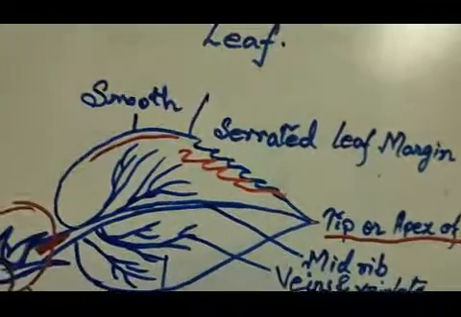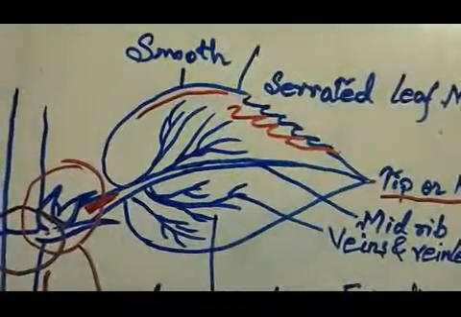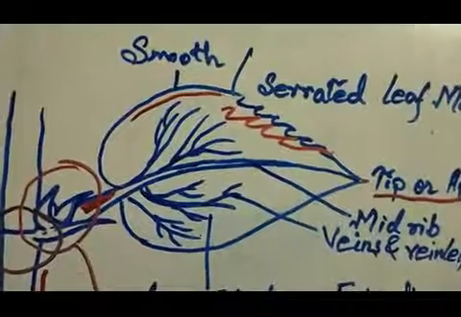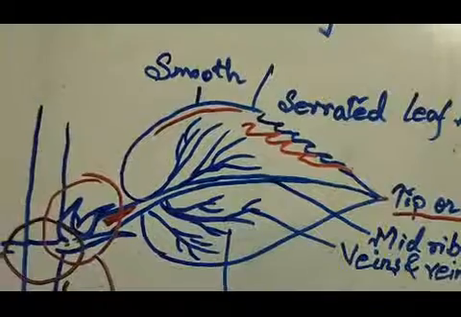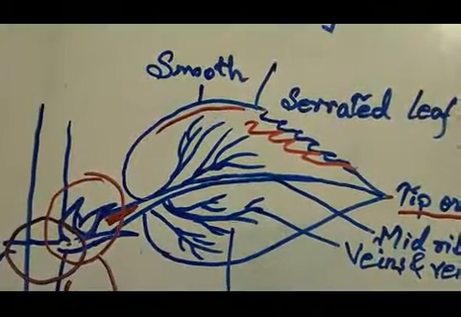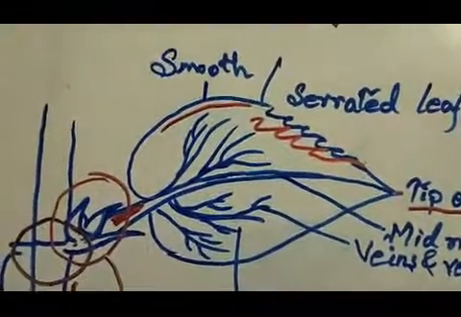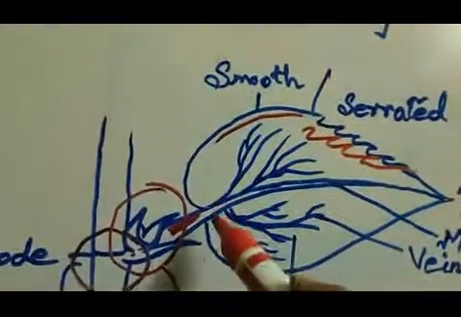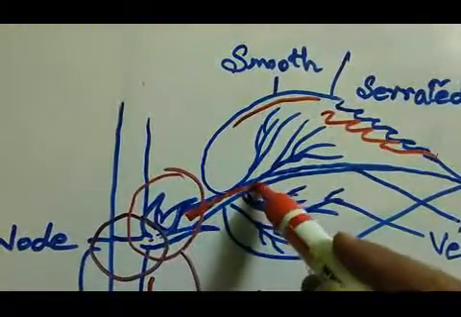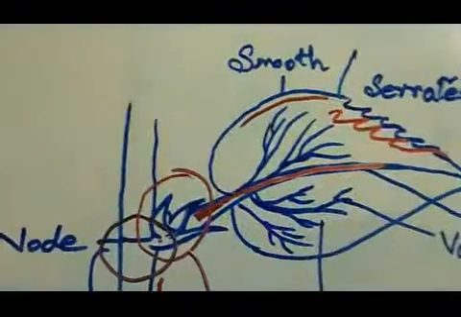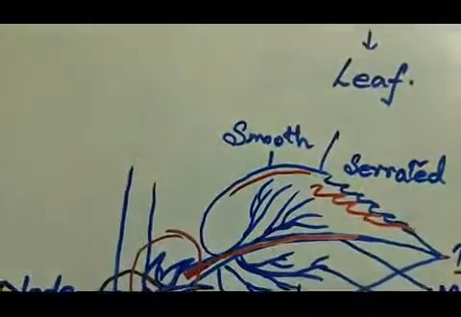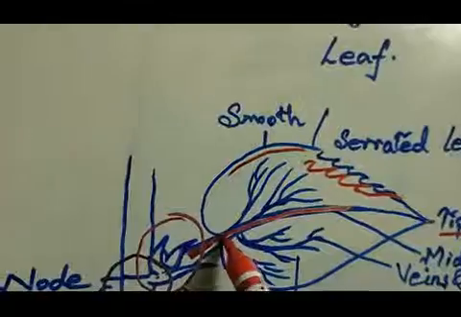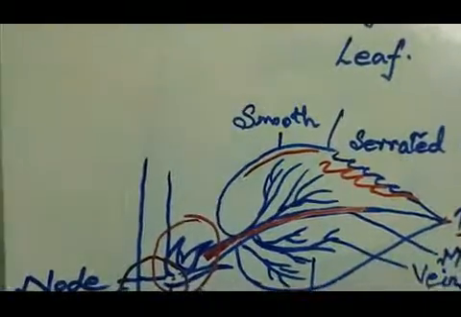The color of the leaf blade is green due to the presence of a green pigment called chlorophyll, which helps the plant in carrying out the process of photosynthesis to prepare food. Here you can see a central thick line, which is also called the midrib, and it extends from the petiole to the leaf apex.